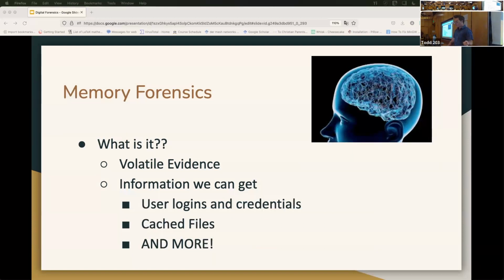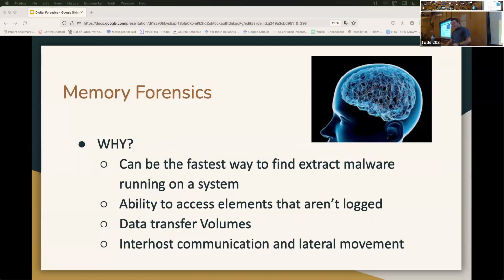We can see some memory mapped files. We can see users' logins and credentials, the cached files. A lot of information is stored in RAM temporarily to make our lives easier when we interact with the computer. But as digital forensic analysts today, we can get access to a lot of information from RAM.